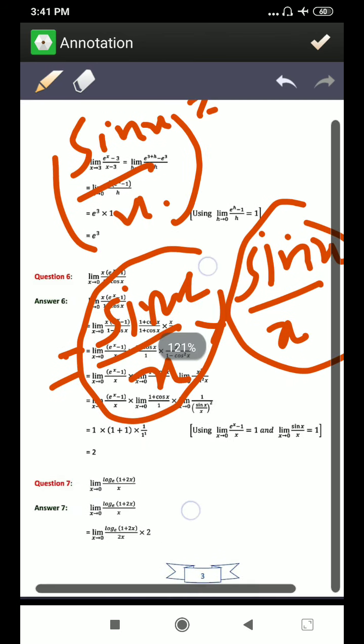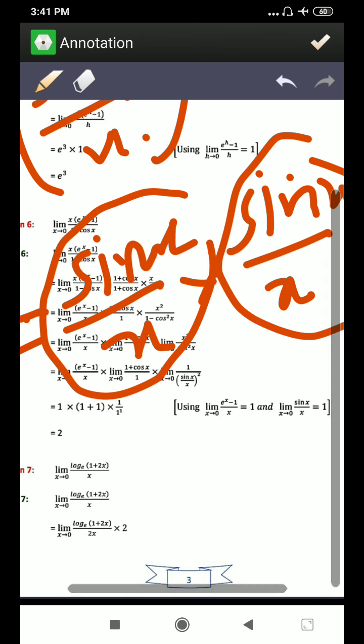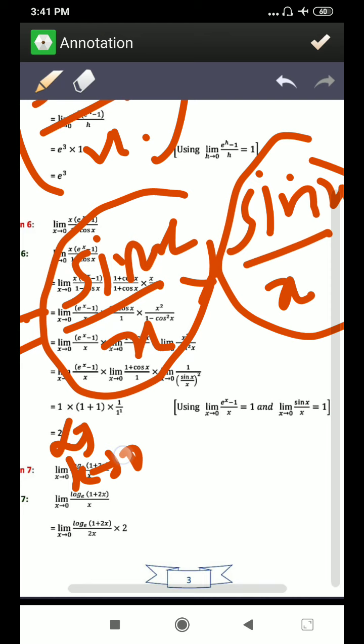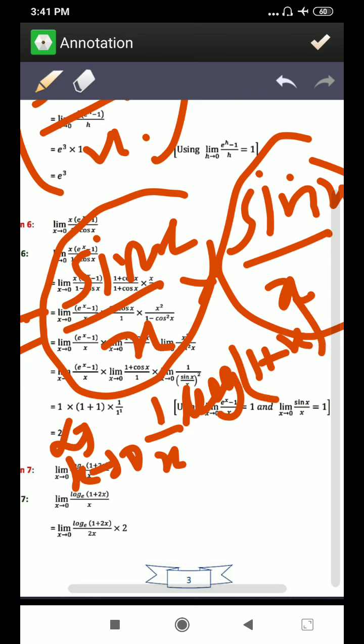Now come to the next one. Log e of 1 plus 2x upon x. I just explained the theorem that limit x tends to 0, 1 upon x log of 1 plus x is 1. If suppose in the question it is given 2x, the same thing holds, and then also it will become 1. Suppose it is log of 1 plus 2x and in the denominator 2x is there, then also it will be equal to 1. So we'll do the same modification in this question also.